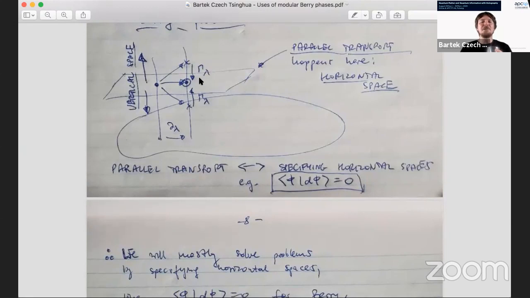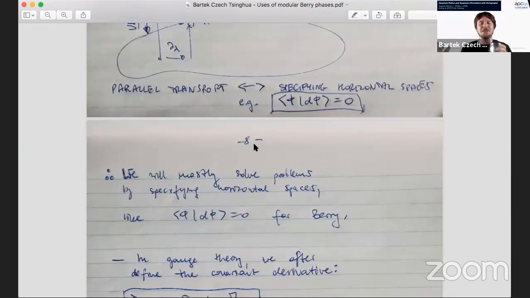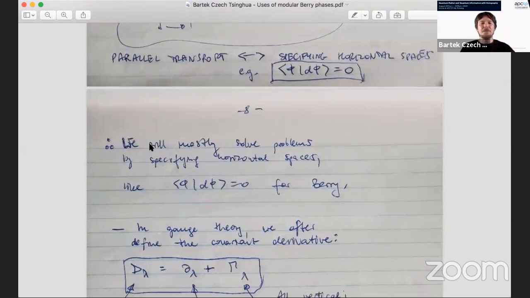We will not really be writing down connection terms the way we write down Christoffel symbols in GR. This would not be illuminating, and we're just not doing that. We're mostly just writing down what condition sets parallel transport for us. But these are physically and even geometrically equivalent ways of specifying parallel transport. This one is just more robust and easier to understand. Okay, and so this is what I just said. We'll mostly solve problems by specifying horizontal spaces such as this for Berry.